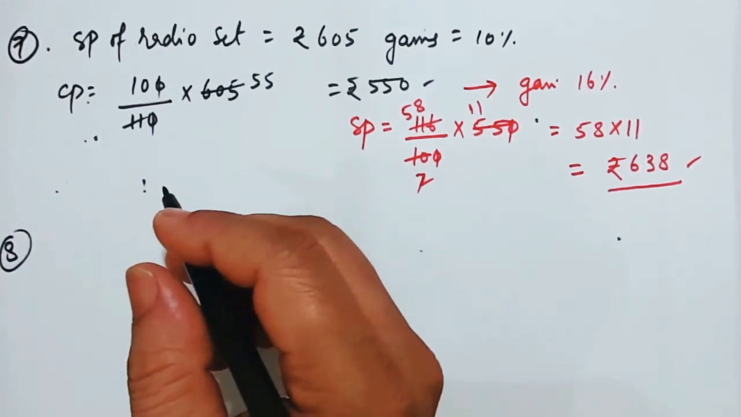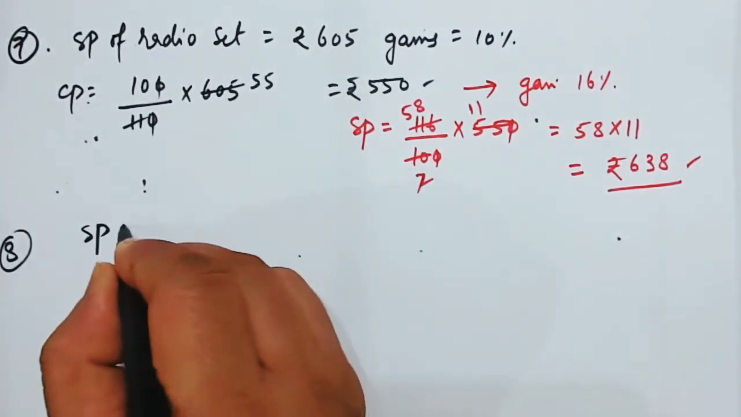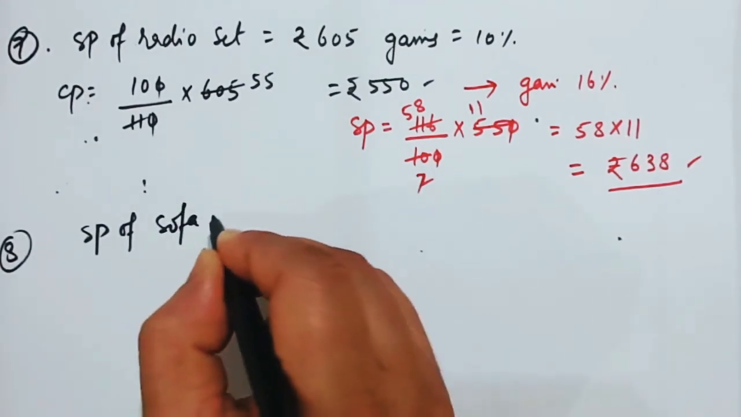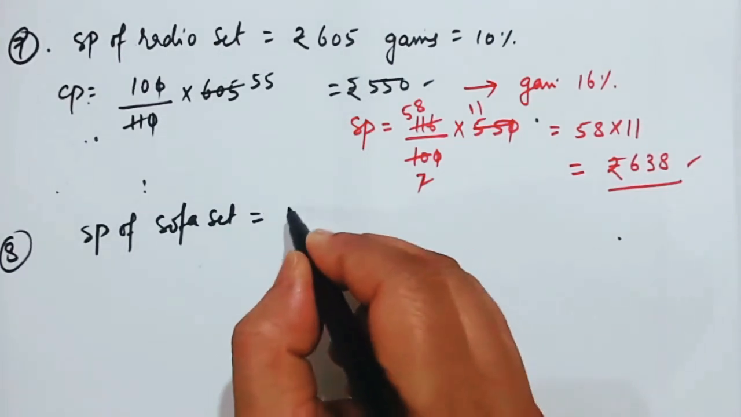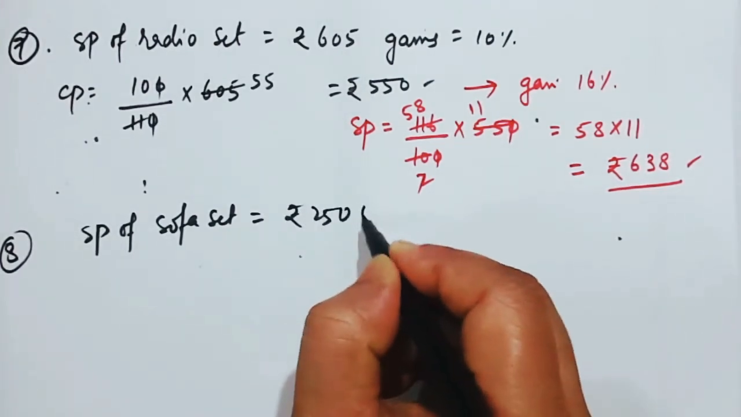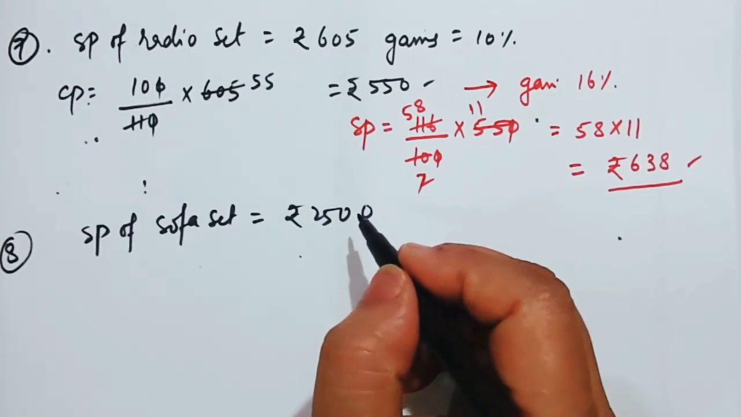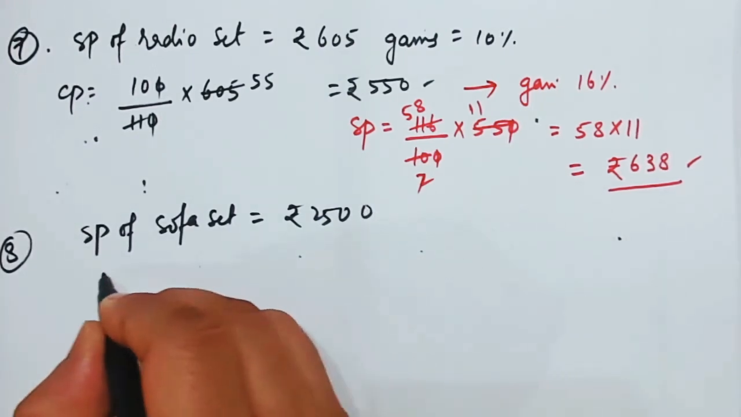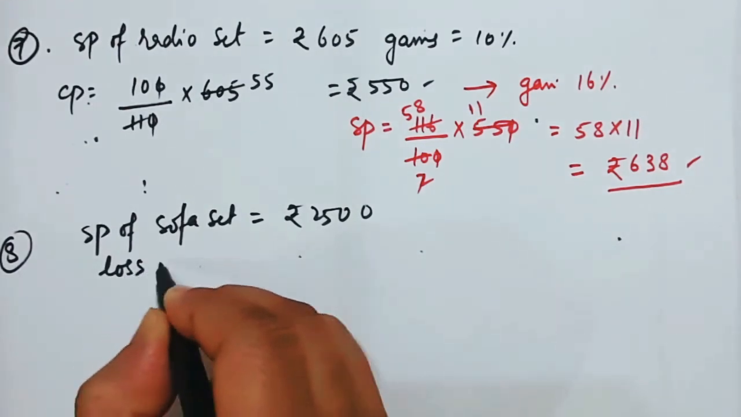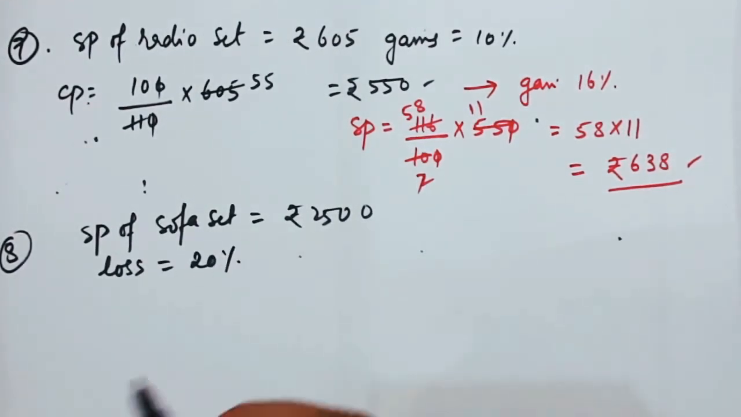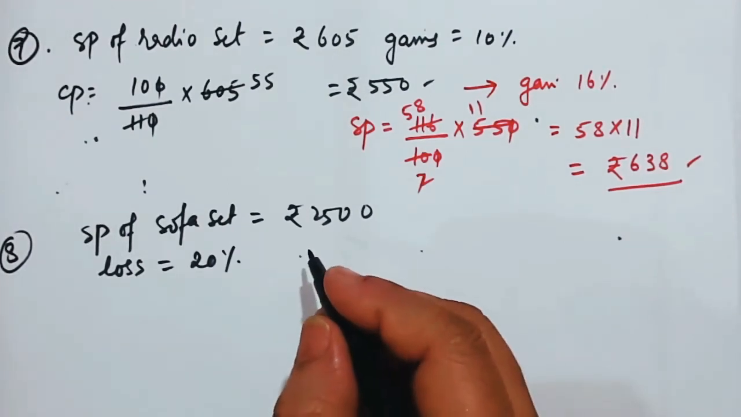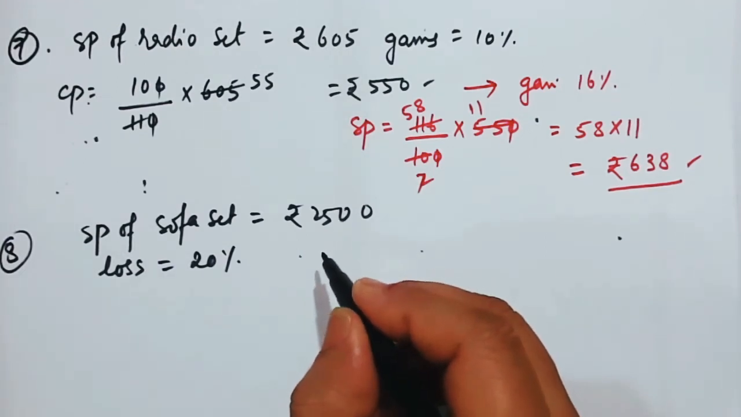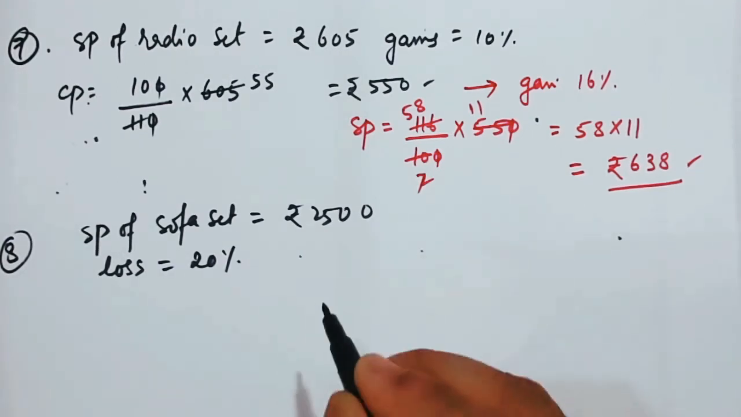By selling a sofa set for rupees, so you can see the selling price of the sofa set is equal to how much? They have given you rupees 2500. The shopkeeper loses 20%. So here the loss is equal to 20%. Loss percent is equal to 20%. What are they saying? Find his loss or profit percent if he sells the same sofa for rupees 3150. Okay, fine.